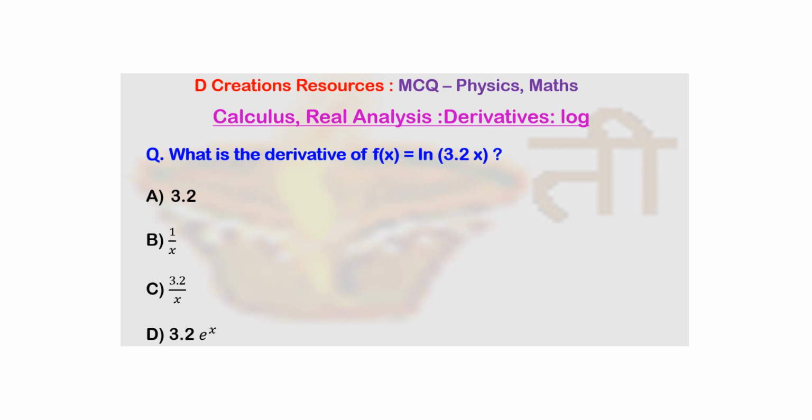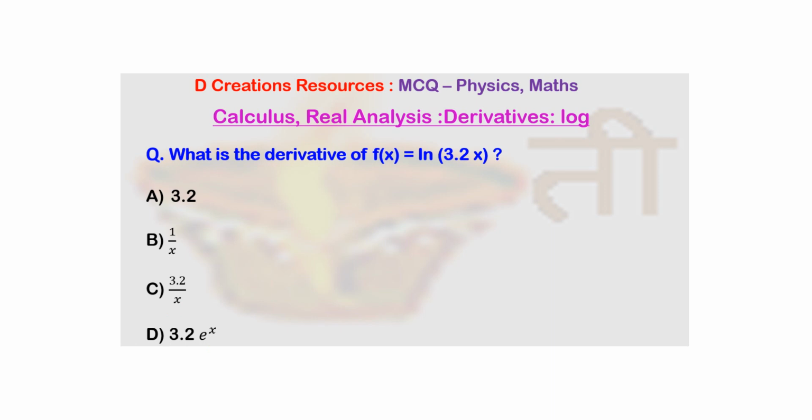Let's see how. So here the question is, what is the derivative of f of x = ln of 3.2x? And the options are A: 3.2, B: 1 upon x, C: 3.2 upon x, D: 3.2 e raised to x. Now if you know the answer, you can just pause. If you know how to solve it, just pause the video, solve it and cross check. If you don't know, just proceed further.